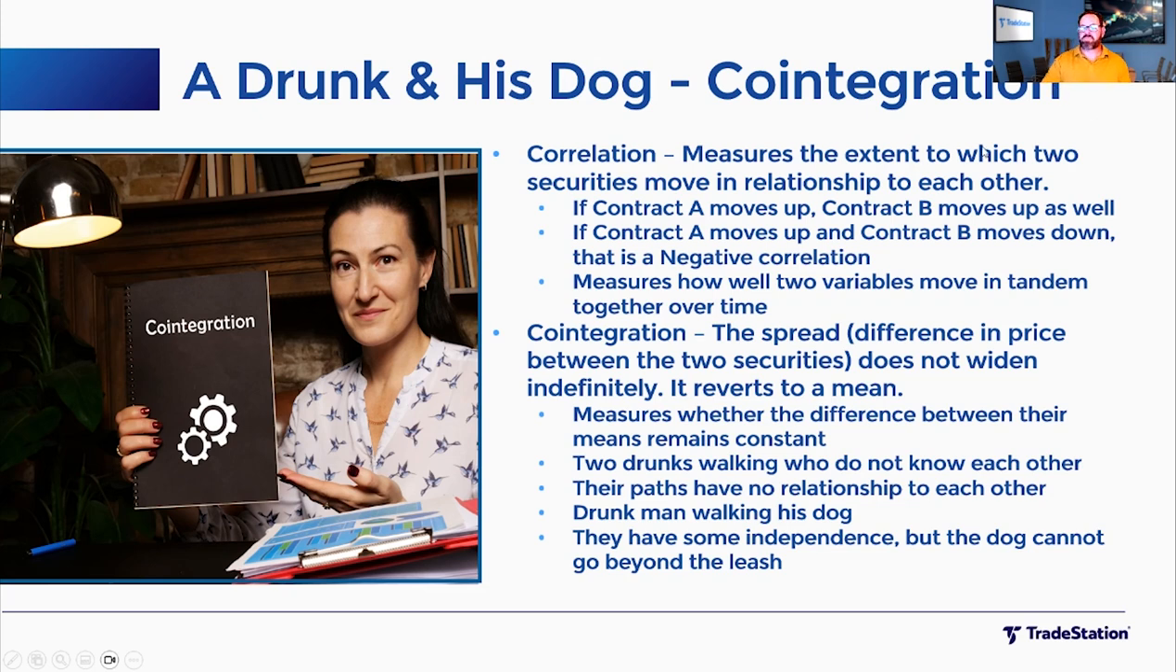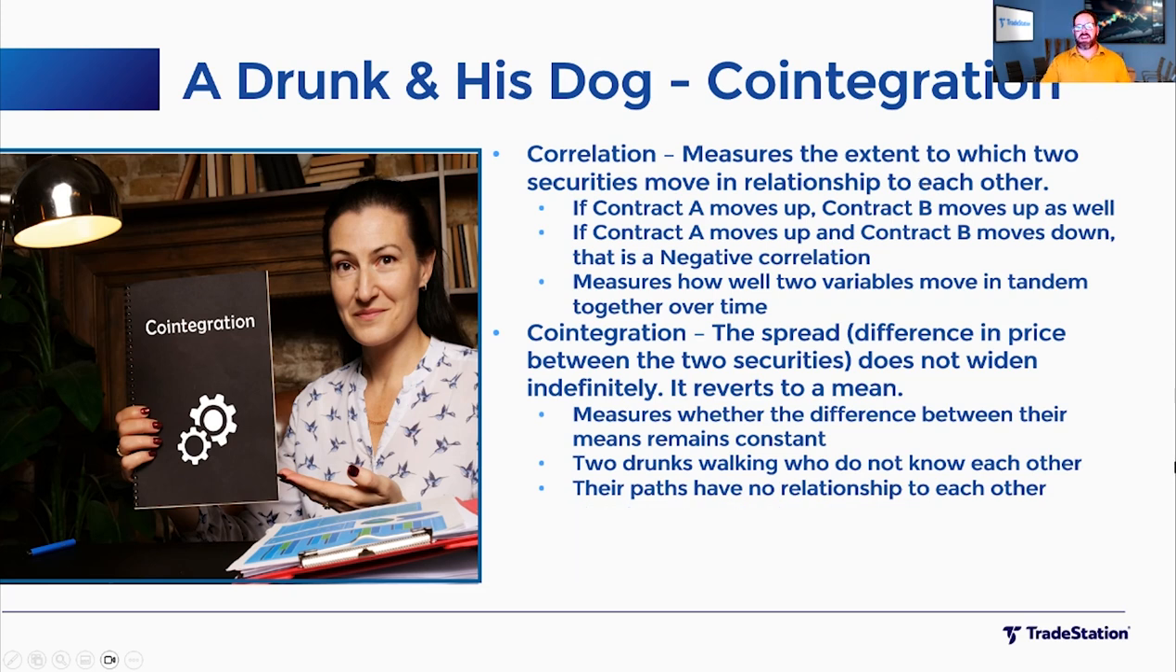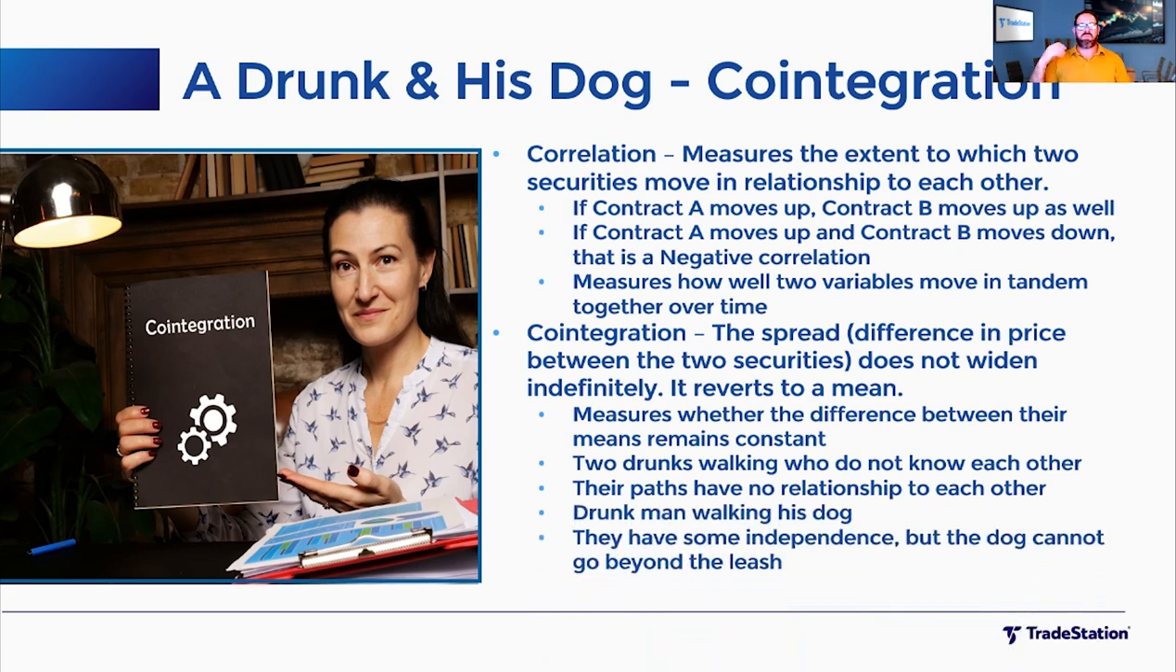Okay. So again, if you have two people who don't know each other, they're just walking down the street, they can go whichever direction. One can turn right and the other can go straight or left. It doesn't matter. But if the drunk and their dog are walking, they have some independence. The dog can walk around a little bit left and right. They could slow down, they could speed up, but they can't go beyond the length of the leash. There is a relationship. And that's important when it comes to trading futures.